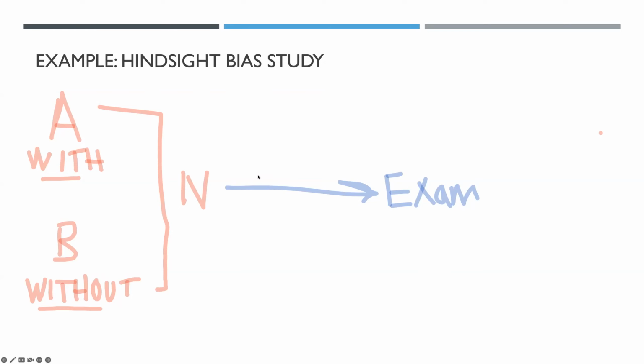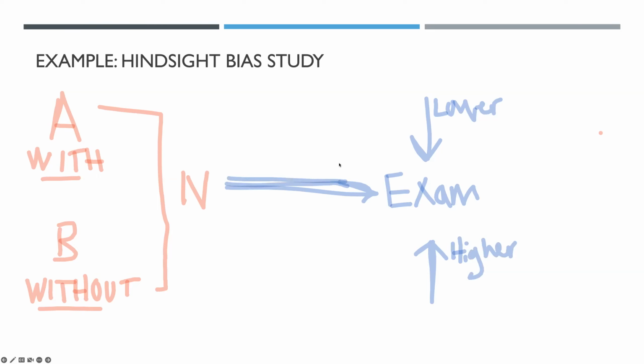So let's make a hypothesis. Our hypothesis is that students who have an exam guide with the answers are going to have a lower exam score than people who have it without answers. So this is going to be higher. Again, you can think of it as physically pushing our independent variable. It's physically pushing our exam score.